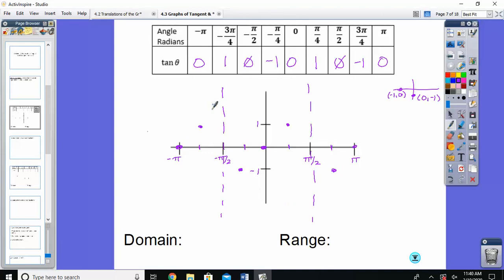What this graph looks like, if we picked more points, we would get to this. It's a curve, and they approach the asymptotes. So vertical asymptote you're getting closer and closer to without actually crossing. So our graph looks like this.